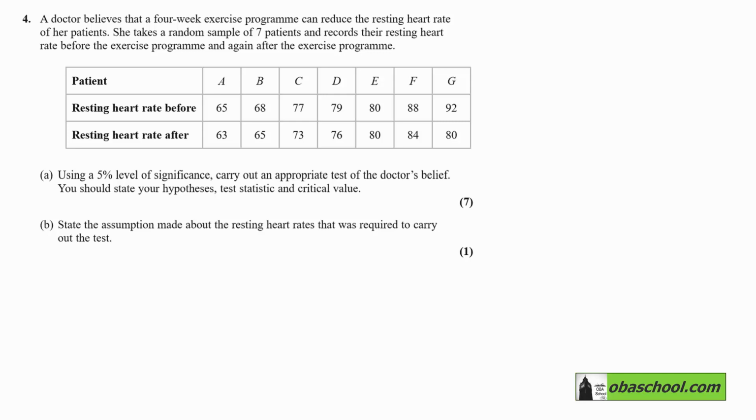Now, I'm going to work with the difference between the two readings. And we're going to do the before take away the after. So 65 take away 63 is 2, 68 take away 65 is 3, and so on. And we'll work all the way across here, like so. And if we work out the mean for D, you'll find that it's 4, and we're going to need that value. Now let's state our hypothesis before we do anything else.